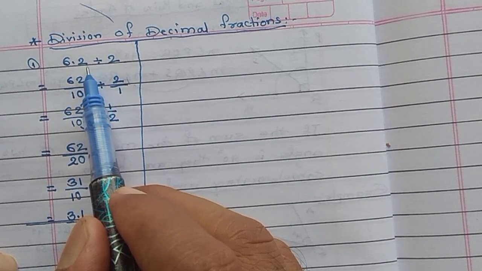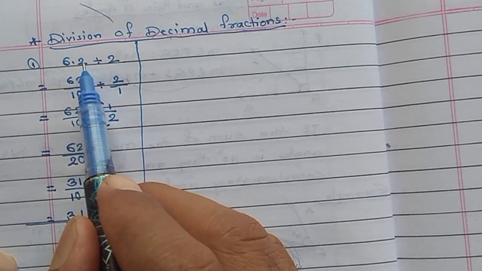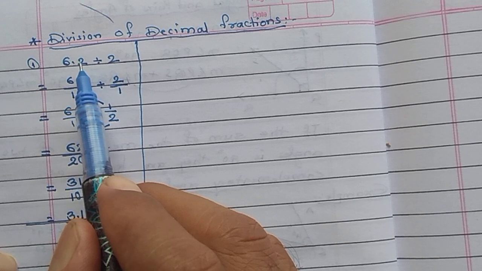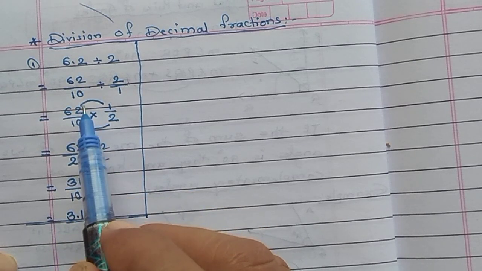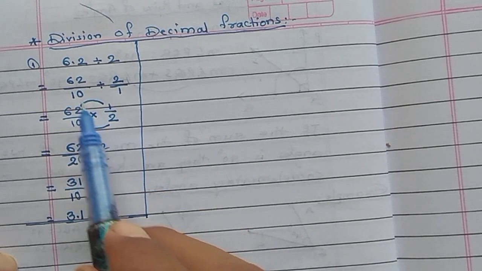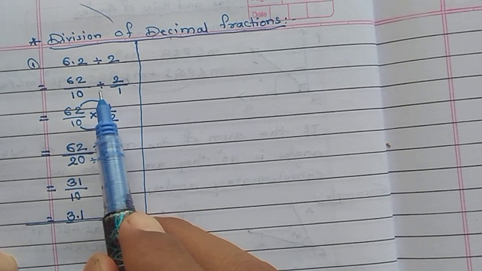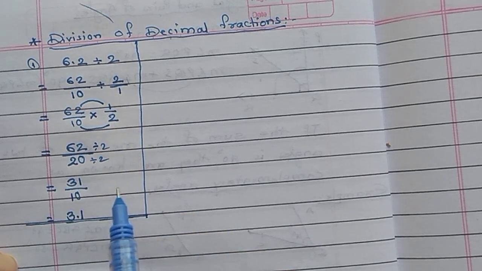First convert the decimal fraction into numerator denominator form. So 6.2, we remove the decimal point, it becomes 62. After the decimal point, how many digits are there? 1. So 1 zero on 1. So it becomes 62 upon 10 divided by 2 upon 1.